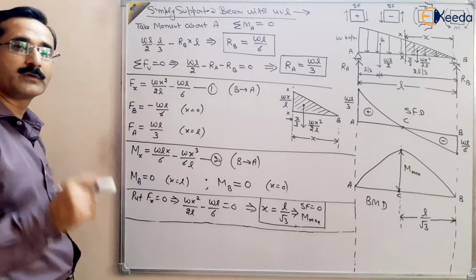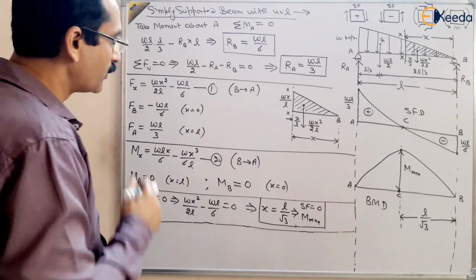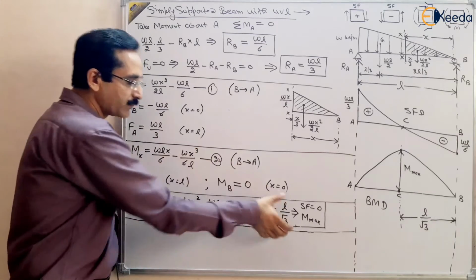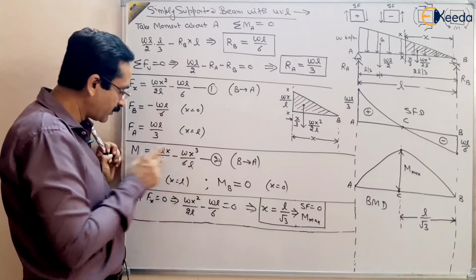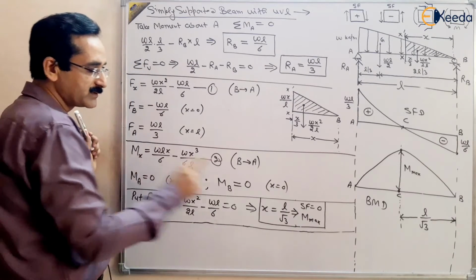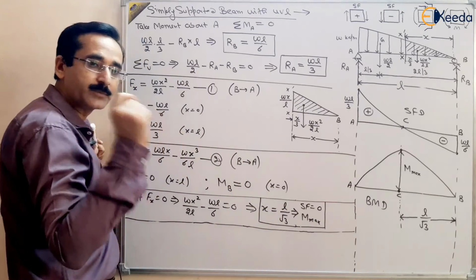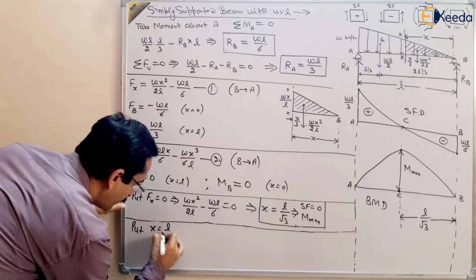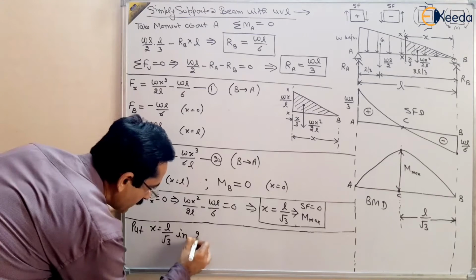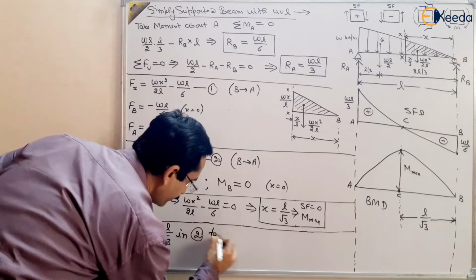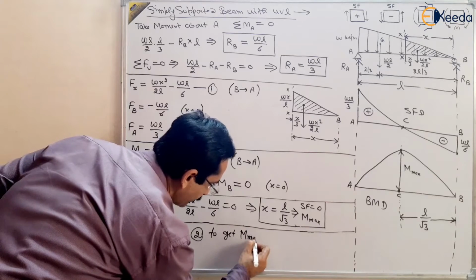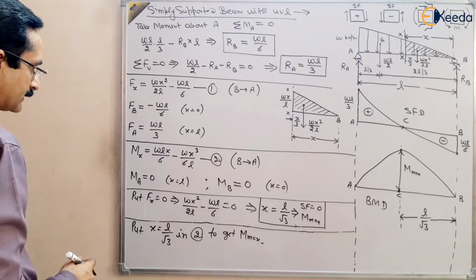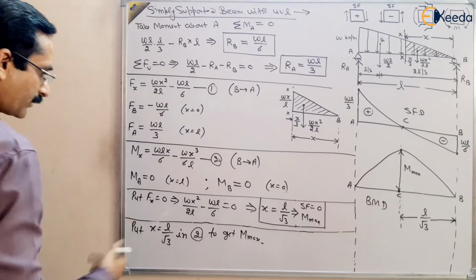Now we want to find out the maximum value of bending moment. What is it? If we put x equal to L by root 3 in this equation 2, whatever bending moment comes will be the maximum bending moment, because x equal to L by root 3 is the point of maximum bending moment. So put x equal to L by root 3 in equation number 2 to get the maximum bending moment, right?